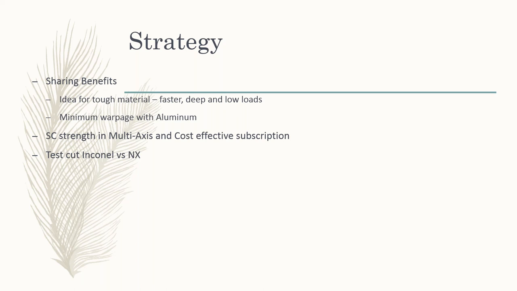And for aluminium, we told them, when we cut it, the warpage will be minimal. Why? Because we remove the material so fast, the heat is not transferred. And aluminium is very sensitive to heat. It will retain the heat and you will warp. Imagine cutting a piece of 2 meters, beautiful, and when you put it on a table, you have to throw it away. That's the thing. And of course, the strength of SolidCAM in multi-axis and our cost effectiveness is there. Really, we talk about testing.